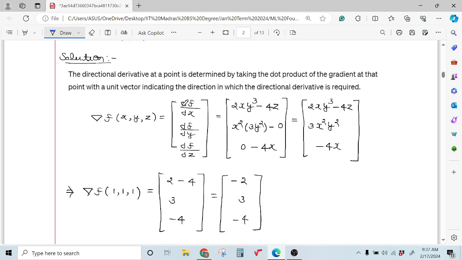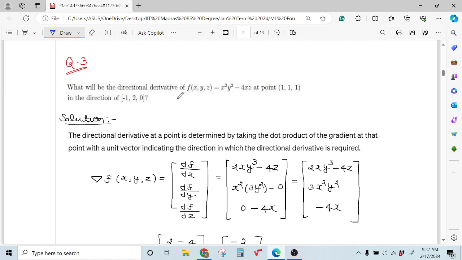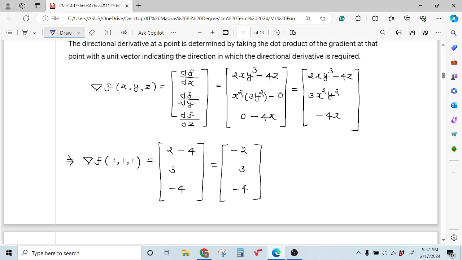So we will first calculate the gradient of the given function. The gradient of the function is (del f by del x, del f by del y, del f by del z). So we will calculate this: 2xy cube minus 4z, x square times 3y square, and 0 minus 4x. So we have calculated this.